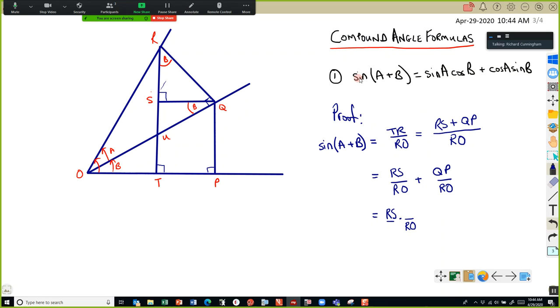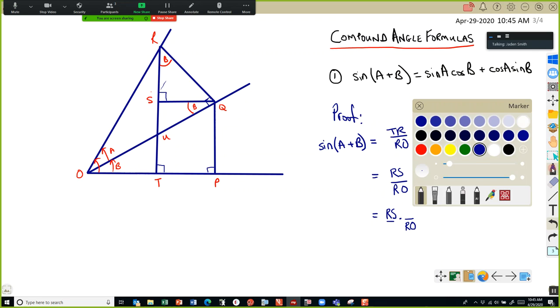Now, okay, so this is what I'm trying to prove, okay? What is sine A equal to? So here is A. Looking at a triangle involved here, what is sine of A equal to? RQ over RO, right, good, yes. Do you say that, Jaden? I've got my right angle triangle. So sine of A is RQ over RO.